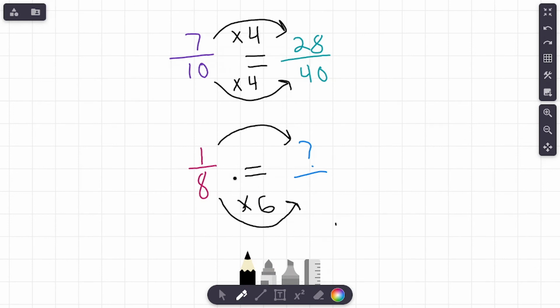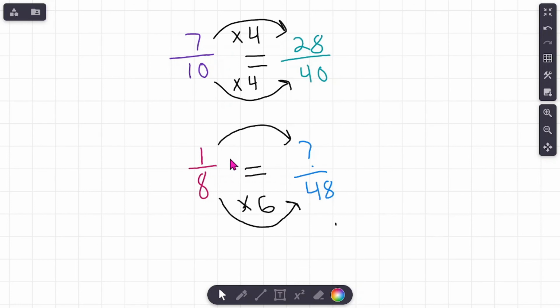So I chose the number 6, so I'm going to do 8 times 6. Let's think. 8, 16, 24, 32, 40, 48. There we go. So I multiplied the denominator by 6. Am I going to multiply the numerator by 4? Am I going to multiply the numerator by 2? Am I going to divide the numerator? Am I just going to add the numerator? What are you going to do?